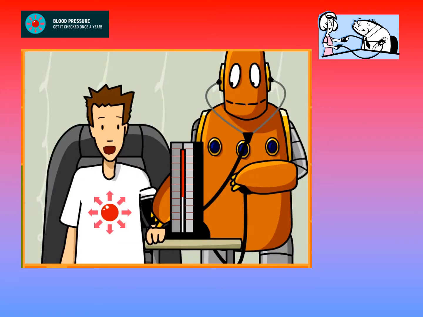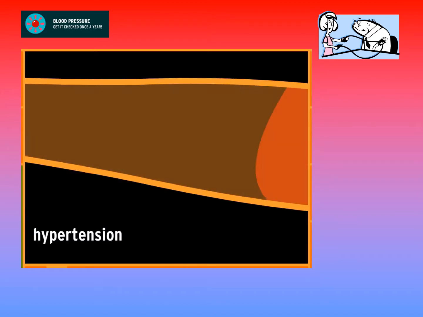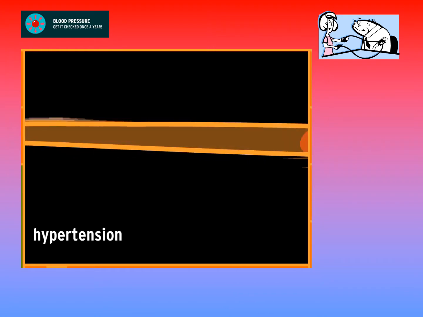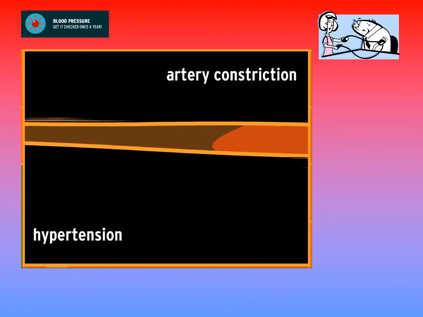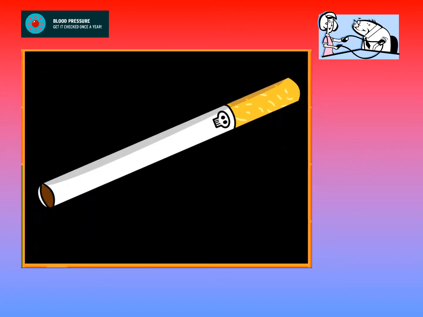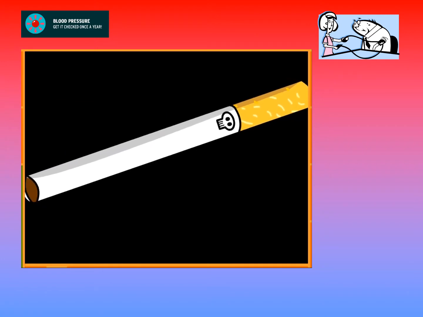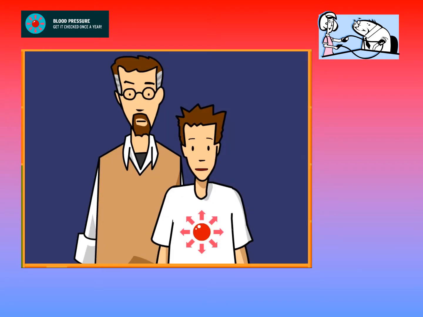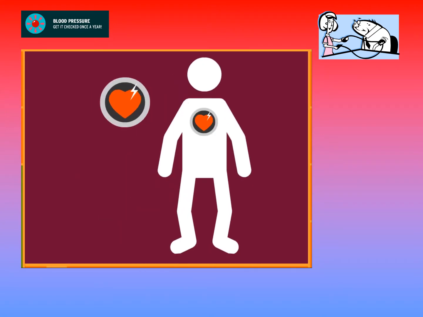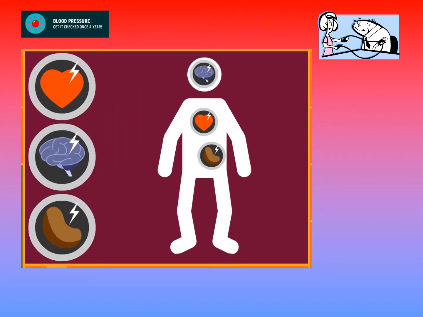Well, having high blood pressure all the time is actually a condition called hypertension. When the arteries narrow or constrict, it takes more effort to pump blood through. Artery constriction and hypertension can happen for several reasons. Getting older, being overweight, or smoking. And high blood pressure can also be hereditary. Hypertension can lead to serious problems like heart disease, strokes, and kidney failure.